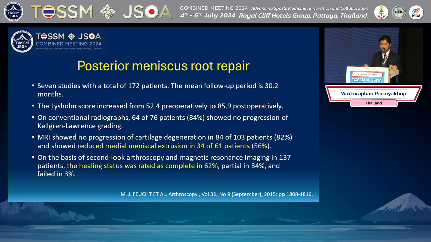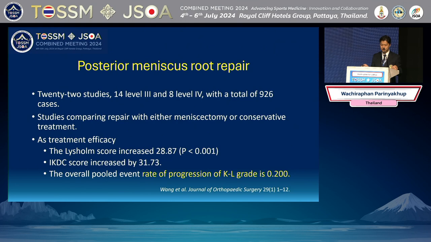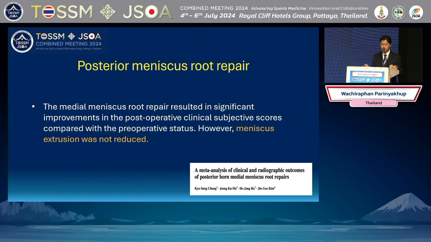Many studies from meta-analysis show it cannot 100% resolve the meniscus extrusion, and the healing of the repair may not be promising, maybe only 62% in this study. And for osteoarthritis prevention, maybe 20% of the meniscus repairs will progress radiographically. Another meta-analysis shows meniscus root repair can improve the post-operative clinical subjective score, but meniscus extrusion was still not reduced, and osteoarthritis will progress in the future.